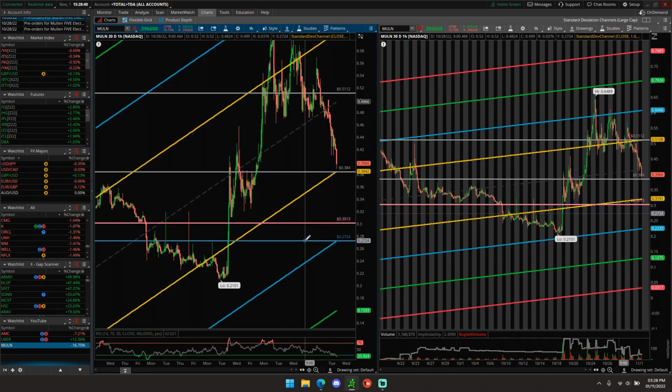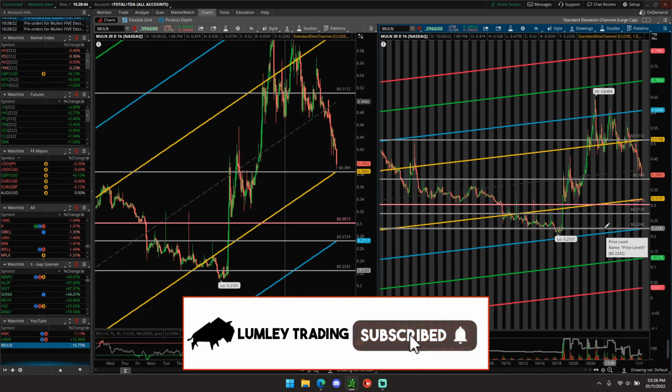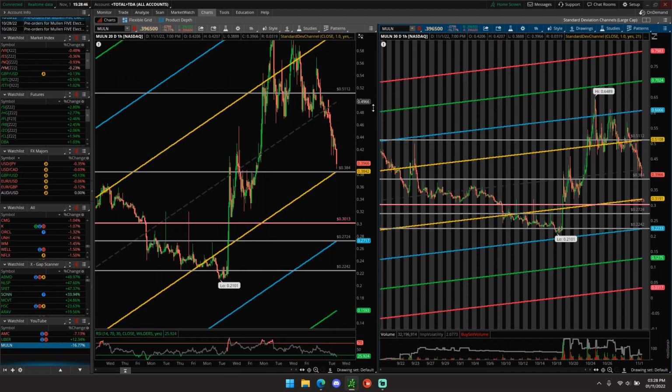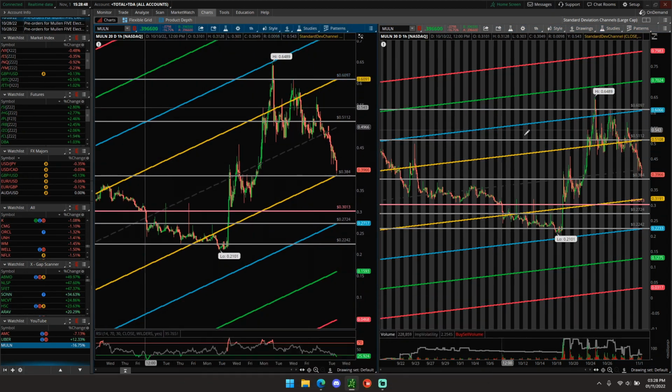Just in case you want more levels, we do have further supports at 27 and 22 cents. And on the other hand, if you want more resistances, we have at 60 cents, and that's going to be kind of our key resistance.